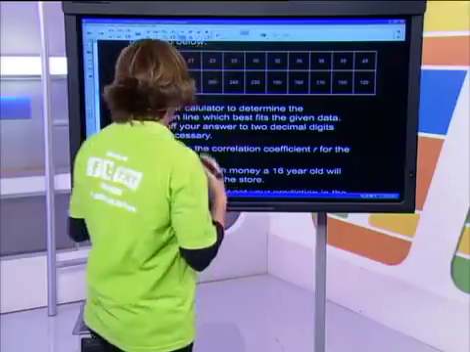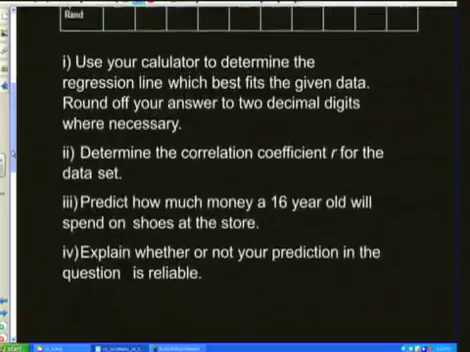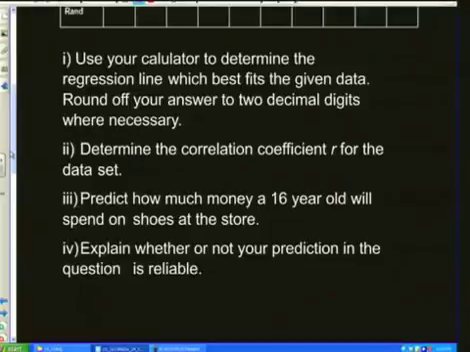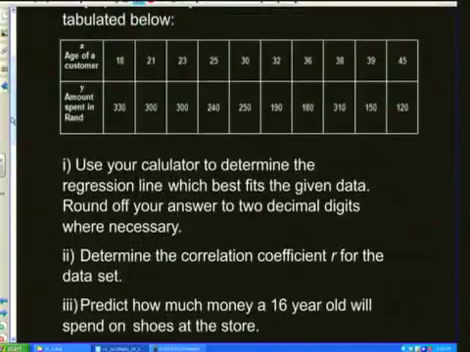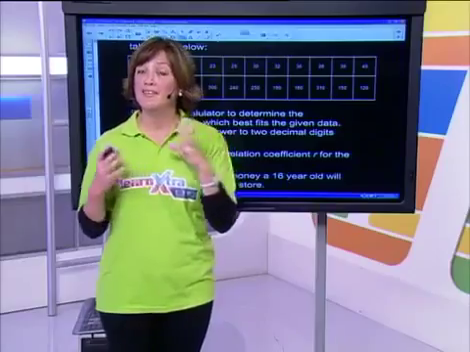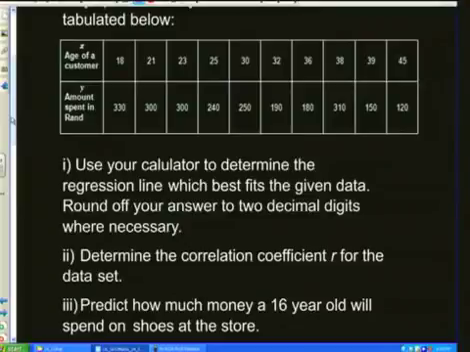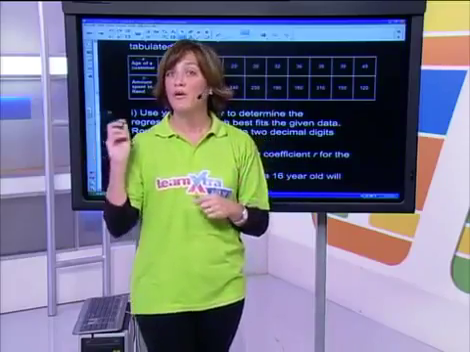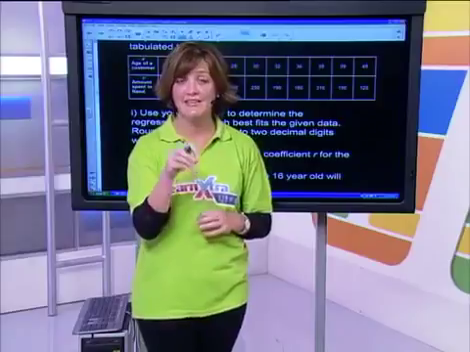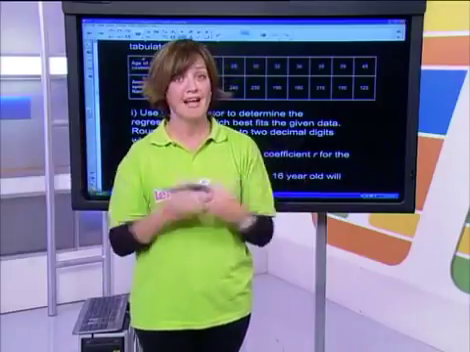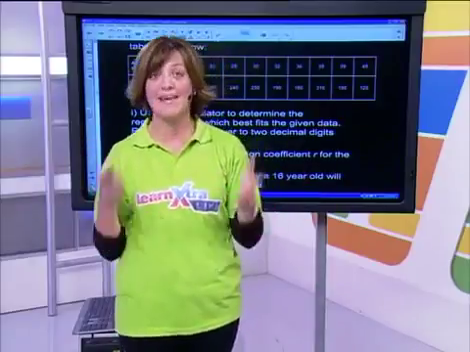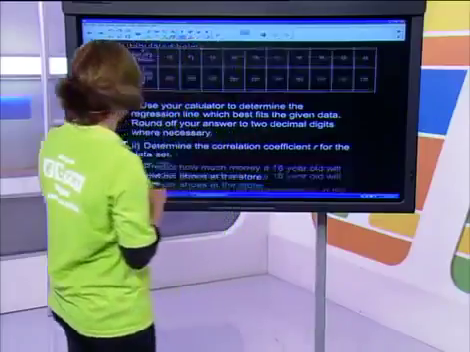All right? And once you have done that, predict how much money a 16-year-old will spend on shoes at the store. Do you guys agree, that would be an example of extrapolation? Because 16 years old is not within the range of data that we have over here. We're from 18 to 45. But because we have that formula, all we have to do is substitute 16 into the x of your equation, and you will get your answer. An estimate answer, but a very close estimate.